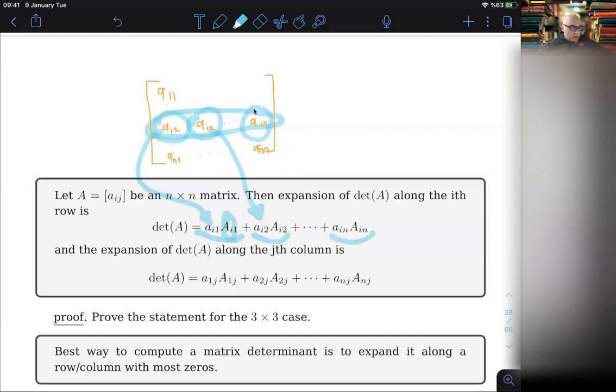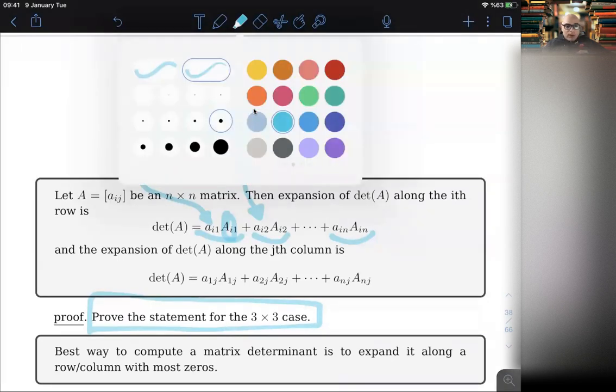I don't want to do this for the general case, but let's look at the 3x3 case to see why this formula gives the correct answer. Okay, any questions? Geliyor mu arkadaşlar ses ve görüntü? Evet.